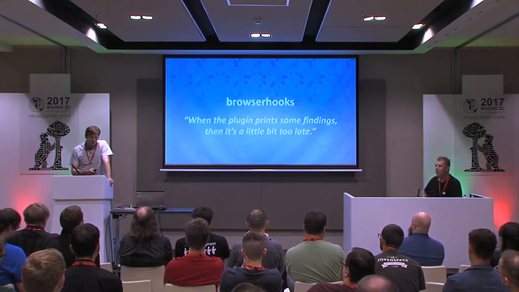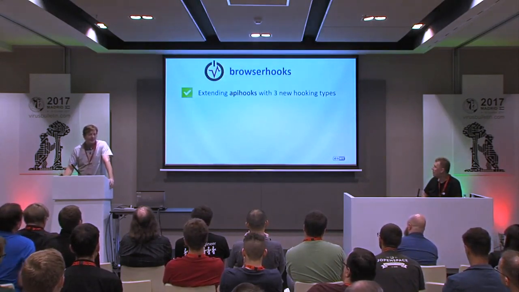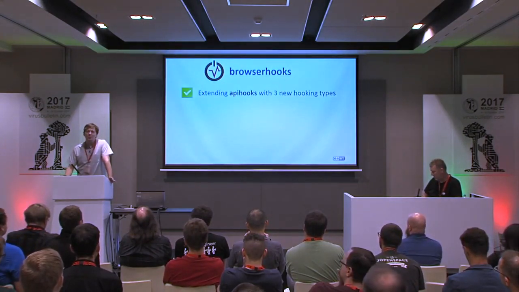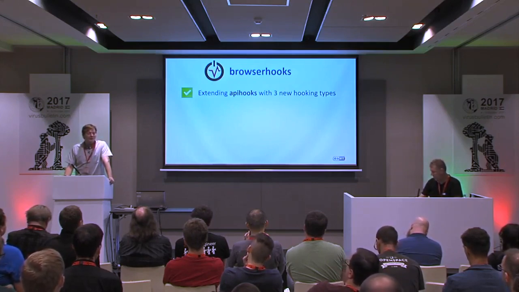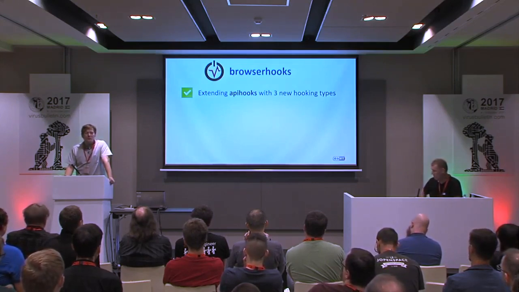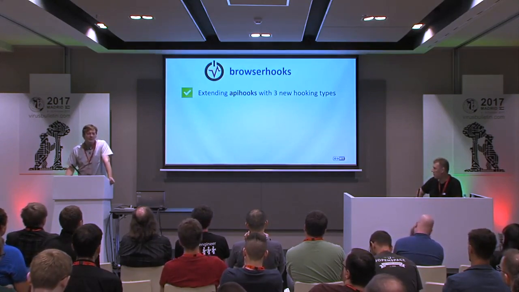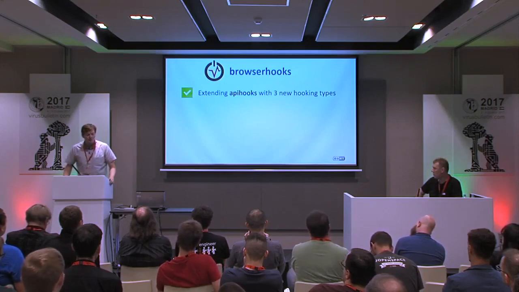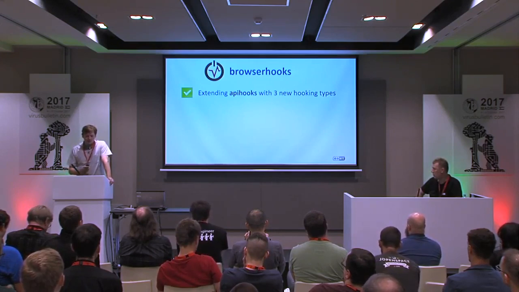So, our browser hooks plugin. It's for the Volatility framework. It extends the API hooks plugin, which is a part of Volatility. It basically detects various types of hooks in exported functions only. So it's not the case of SSDT or VMT replacement hooks. So we extended it with these three new hooking types.